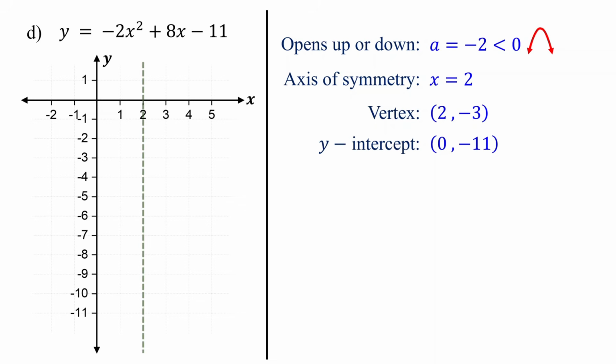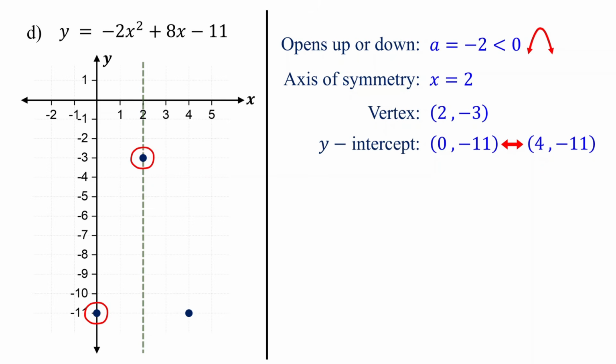Then, plot these points on the graph, and also locate a point symmetric to the y-intercept across the axis of symmetry, which is 4, -11. Notice that both the vertex and the y-intercept are below the x-axis, and we know that the parabola opens downward, which means the parabola does not cross the x-axis. So, this function has no x-intercepts.